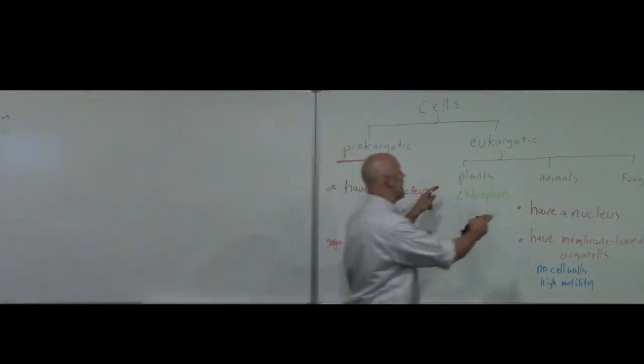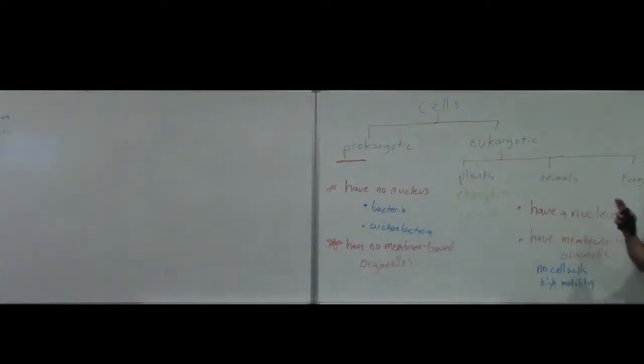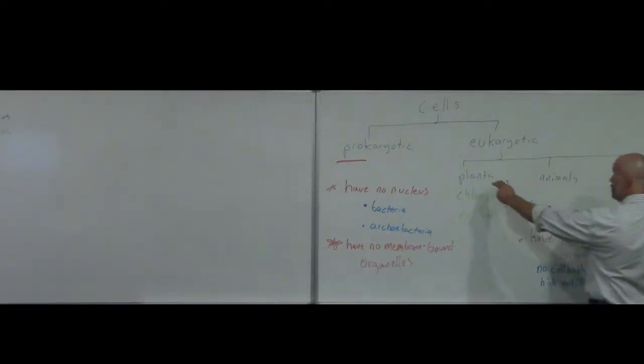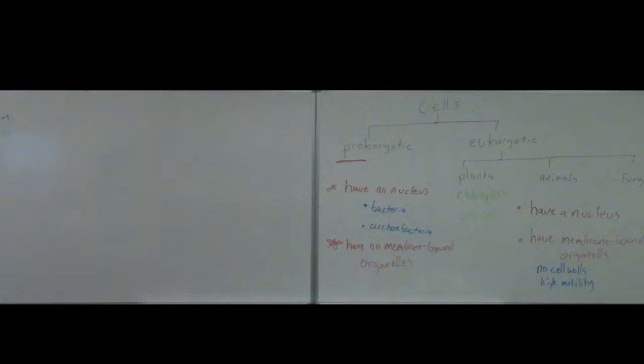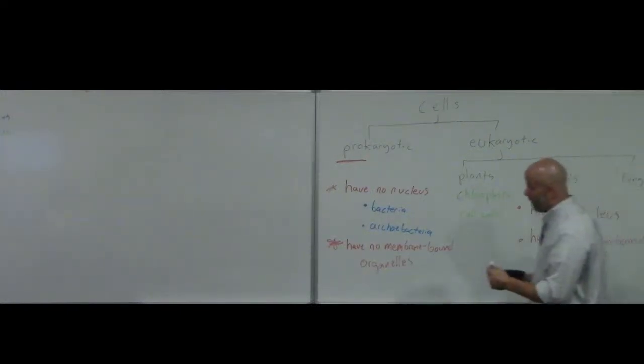What do all of these have in common? One thing you know. If I looked at that cell, it had better be there. They must have a nucleus. What's one thing that these two must have in common? Cell walls. Cell walls. Good. Good, good, good. That's great.